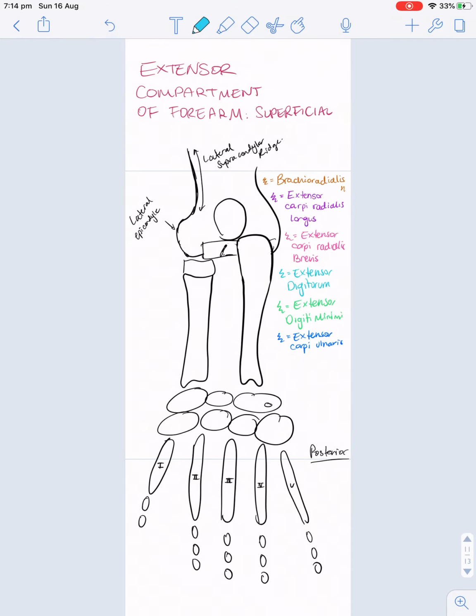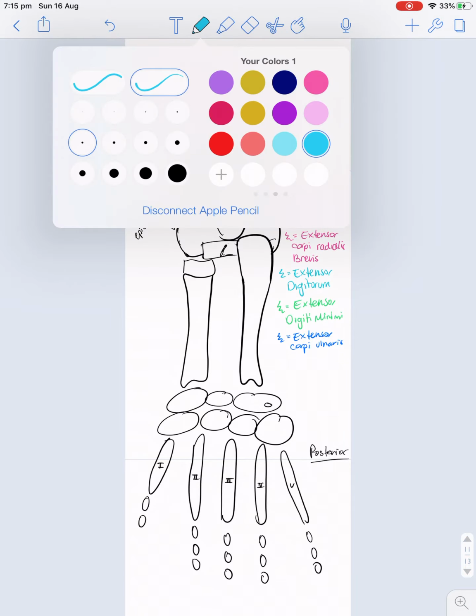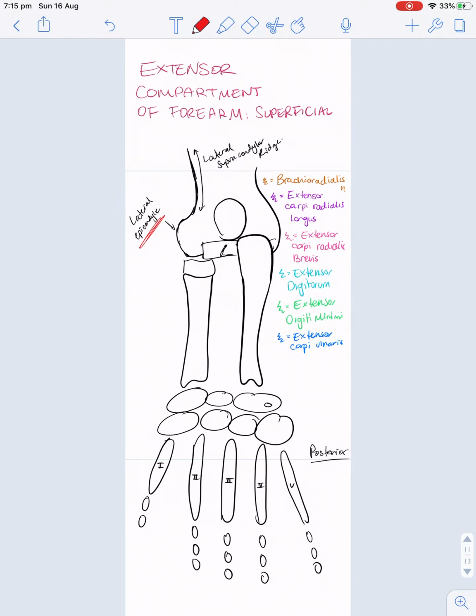Okay, so now that we've done the extensor compartment, the flexor compartment, let's try to draw the extensor compartment now, and let's focus on the superficial layer. Now, just to point a few things out, we have two landmarks that become really important to us, and that is first our lateral epicondyle, that common origin point of the extensor compartment, and then we have the lateral supracondylar ridge as well.